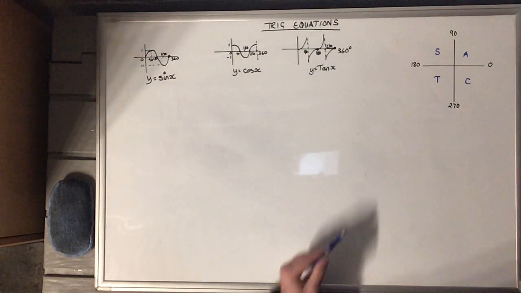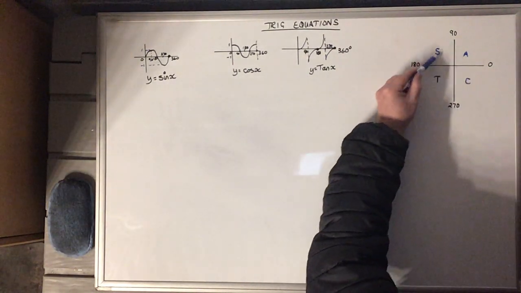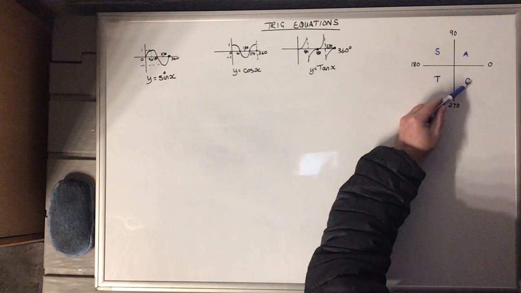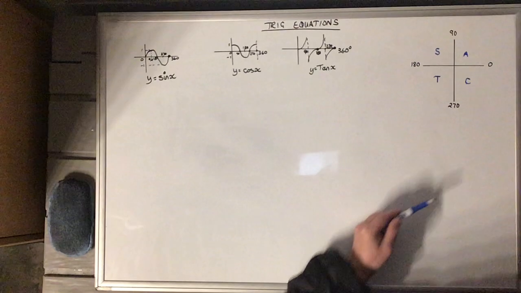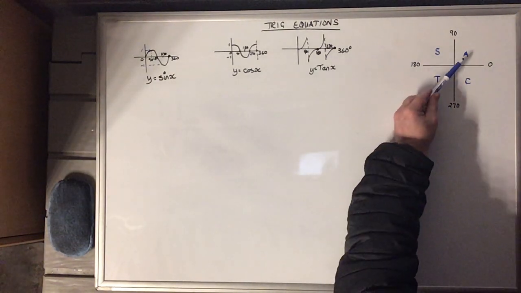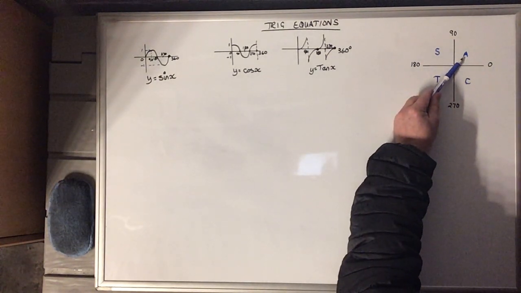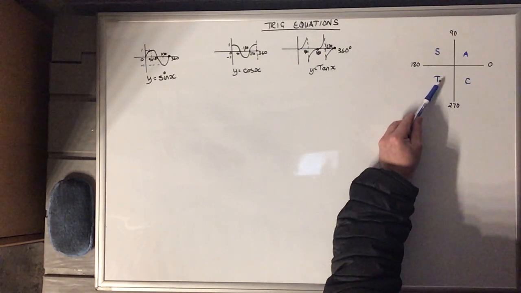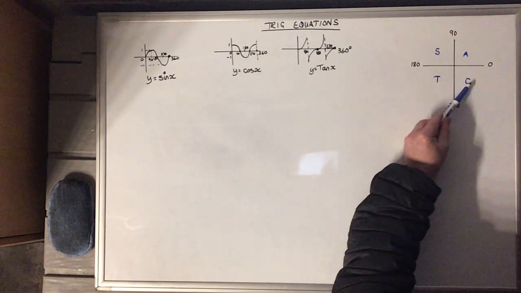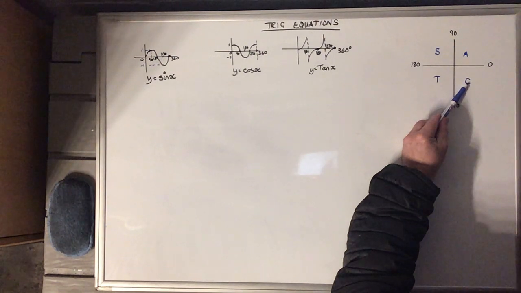And some people call this a cast diagram, makes the word cast, but remember the C starts in the fourth quadrant and we write cast going that way. So that helps us to remember that all the graphs are positive in the first quadrant, sine's positive in the second quadrant, tan's positive in the third quadrant, and cos is positive in the fourth quadrant.